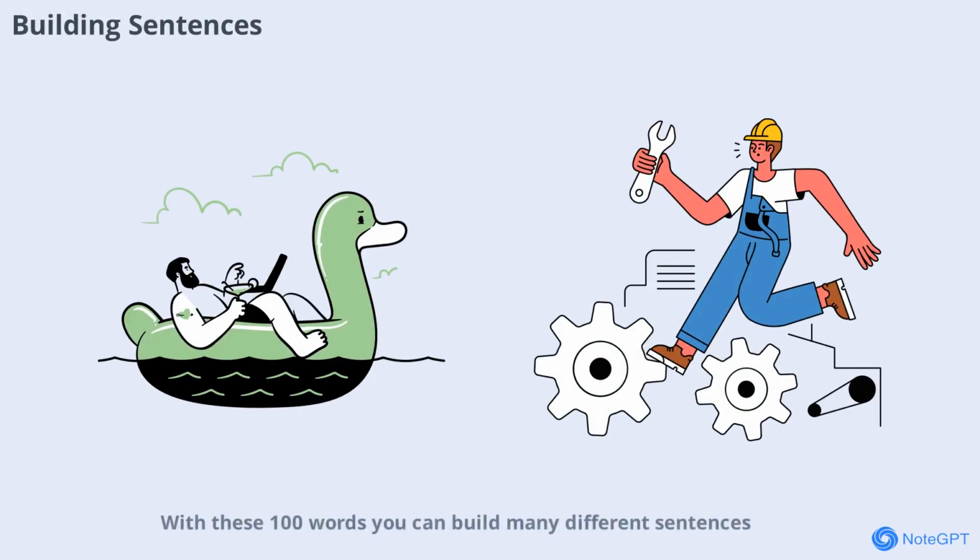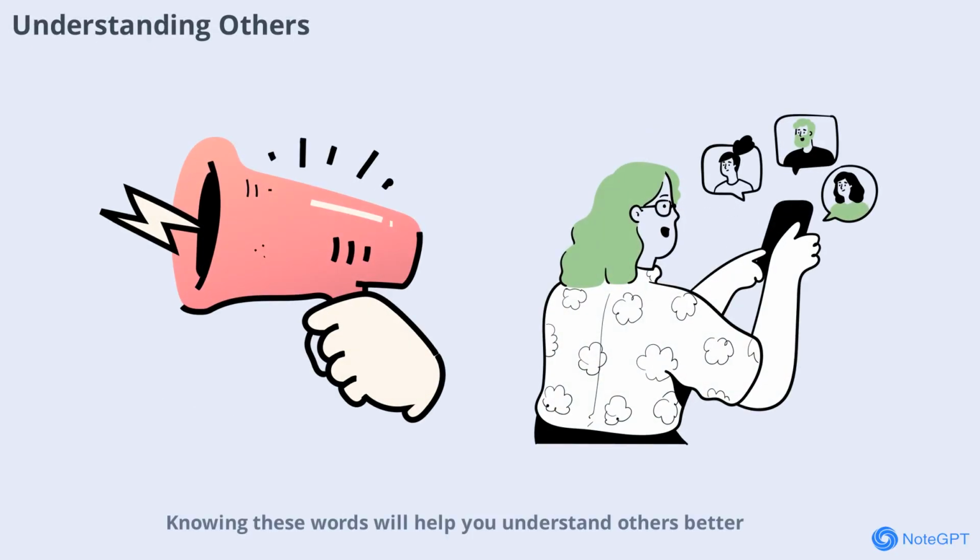With these 100 words, you can build many different sentences. Try combining pronouns, verbs, and prepositions to make your own examples. For instance, I am here, she goes to school, or they are with us. The possibilities are endless.